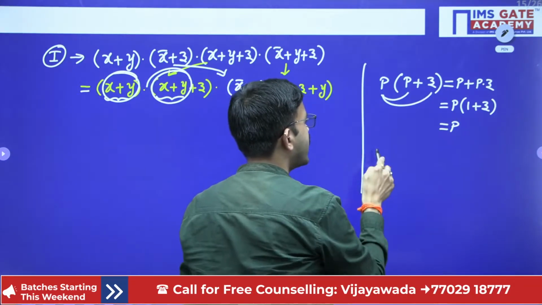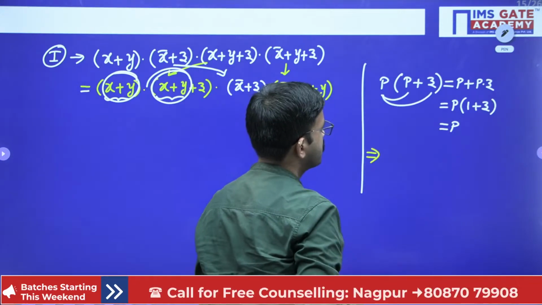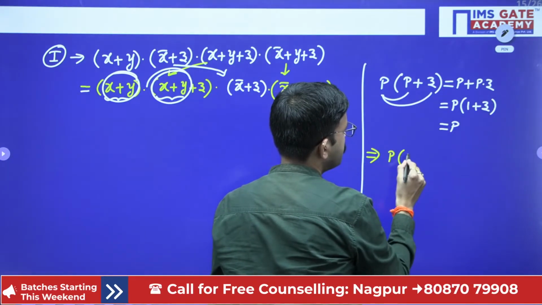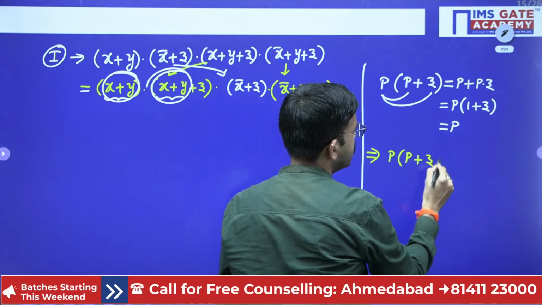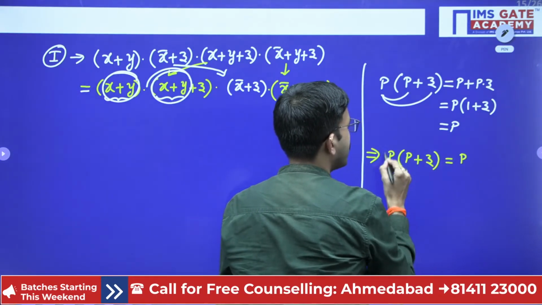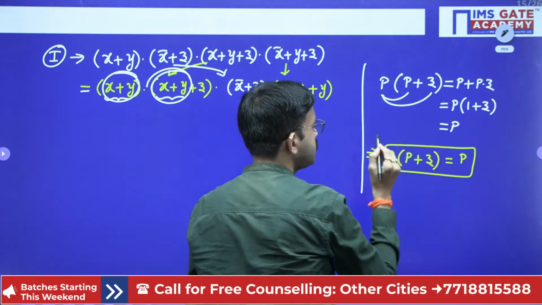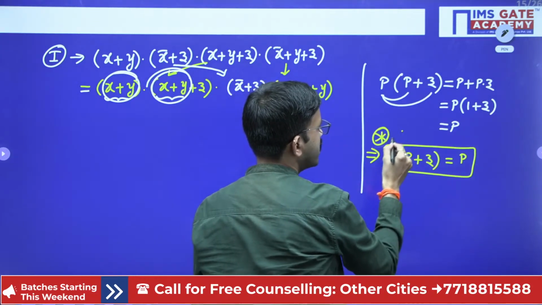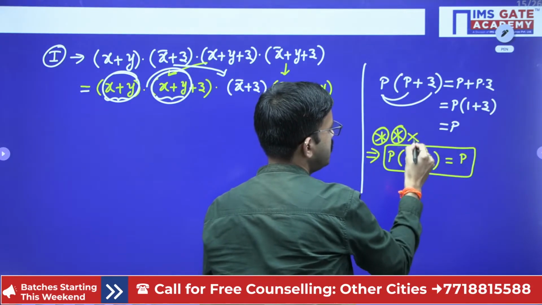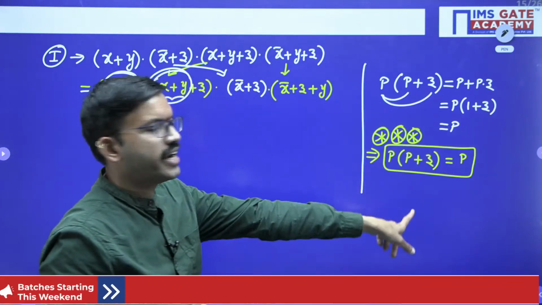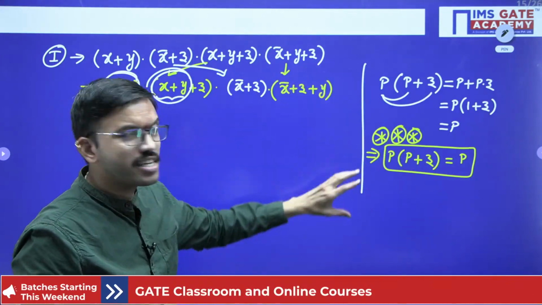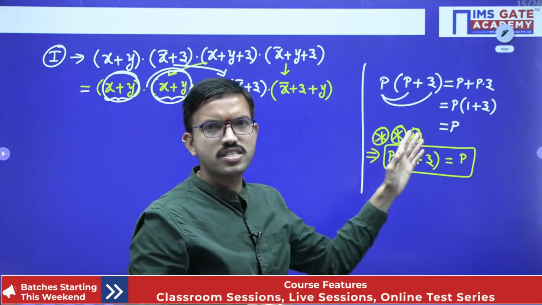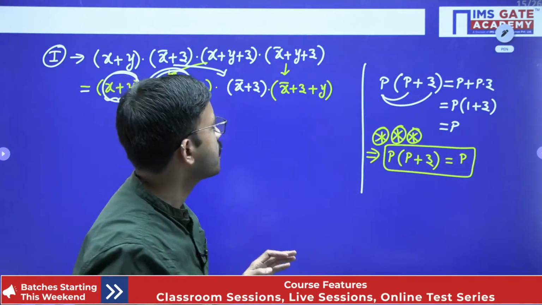So that means directly you can remember this as a formula. It is very simple. If you are having P into P plus Z, directly you can write that as P. That's all. This one also you can remember as a formula. If you are able to write directly like that, you can save time in the exam while simplifying Boolean functions.